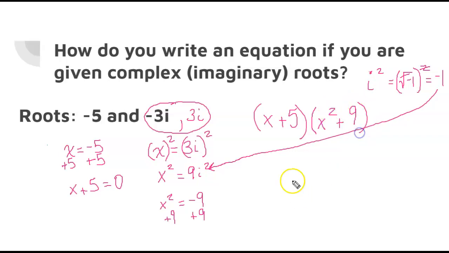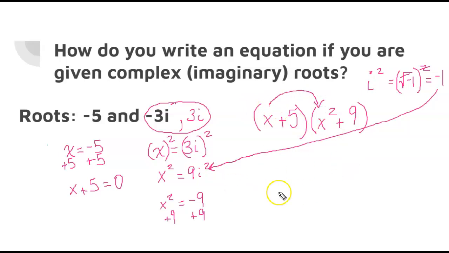9. And then I notice I have x to the first and x to the second. This is going to give me an x cubed. In fact, to get the equation, all I now need to do is to double distribute, multiply. You can use the area model, the box method, whatever way you want to multiply these two binomials.